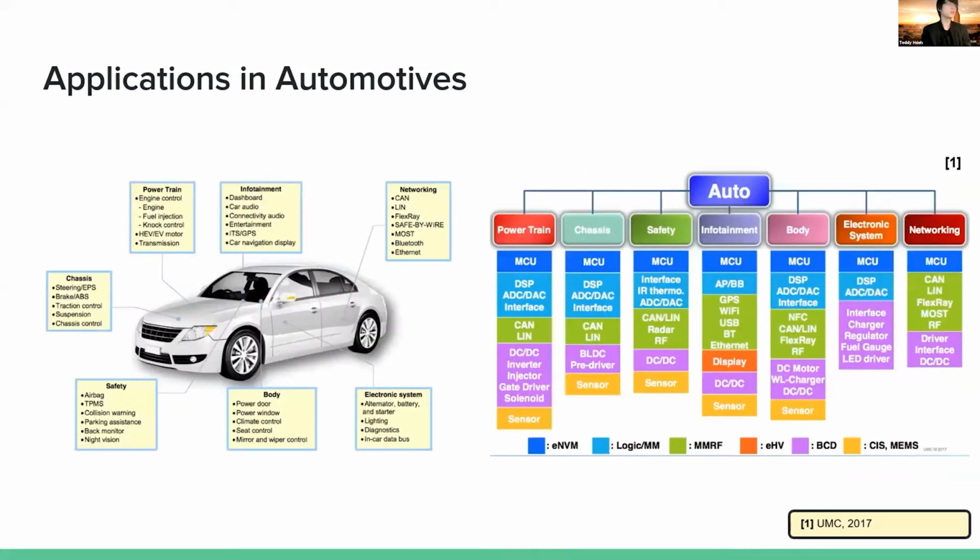I want to zoom in a little bit on the automotive side. You don't really need to read the whole slide. I just wanted to bring your attention to how much electronic systems there are in a typical car. And as you can see in this graph from UMC, every one of these systems requires some sort of microcontroller that is dependent on your ENVM devices.